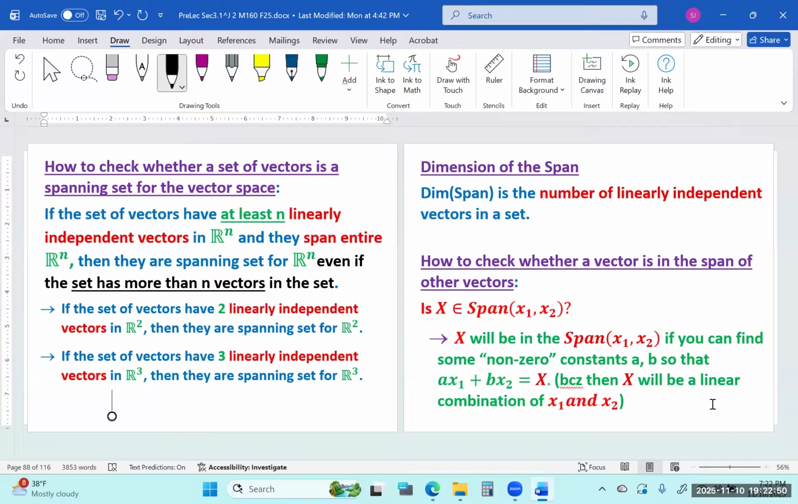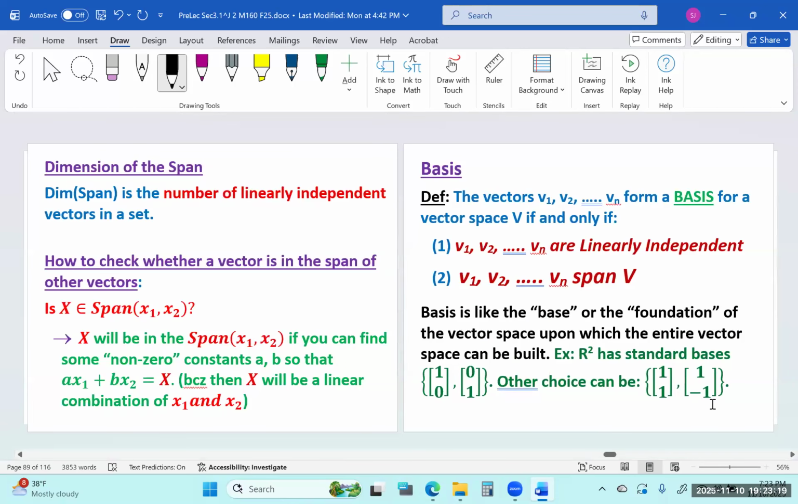It means with the two vectors, whatever area you covered, does the new vector fall inside the area they covered, or does it fall outside? If it falls inside the area they covered, it definitely has to be a linear combination of the vectors. If it falls outside the area they covered, it cannot be a linear combination of the two vectors. And the last thing is a basis.